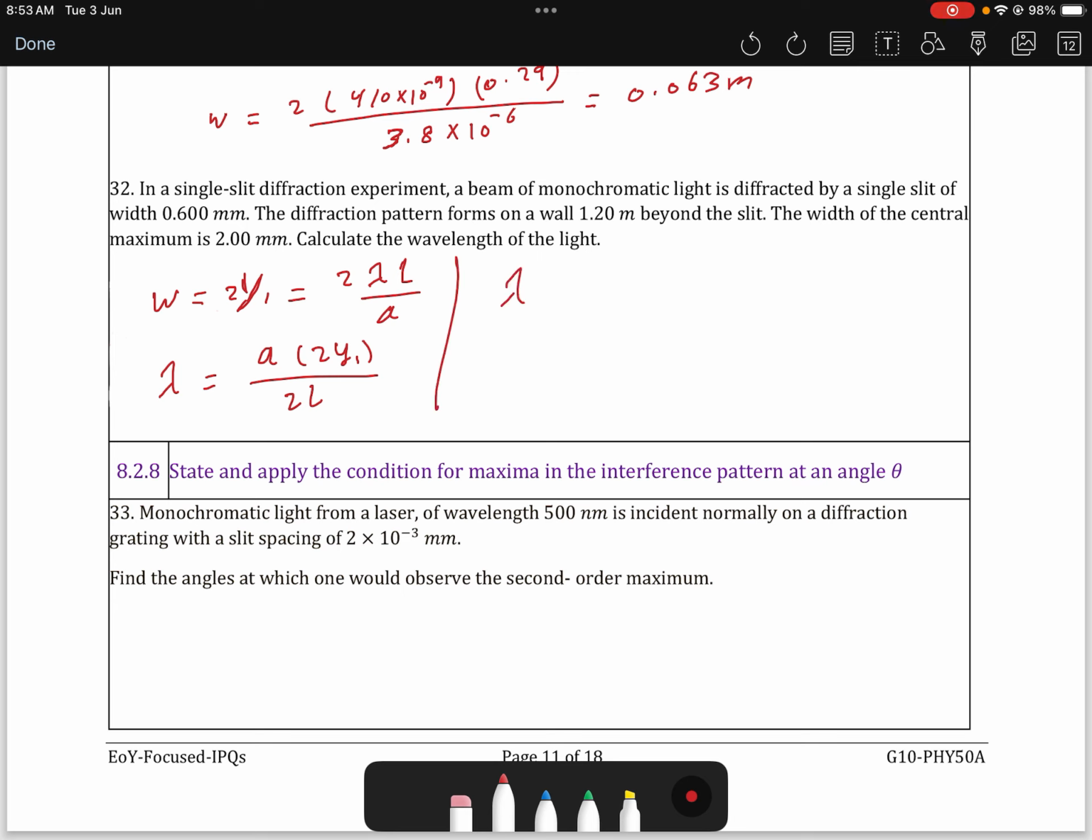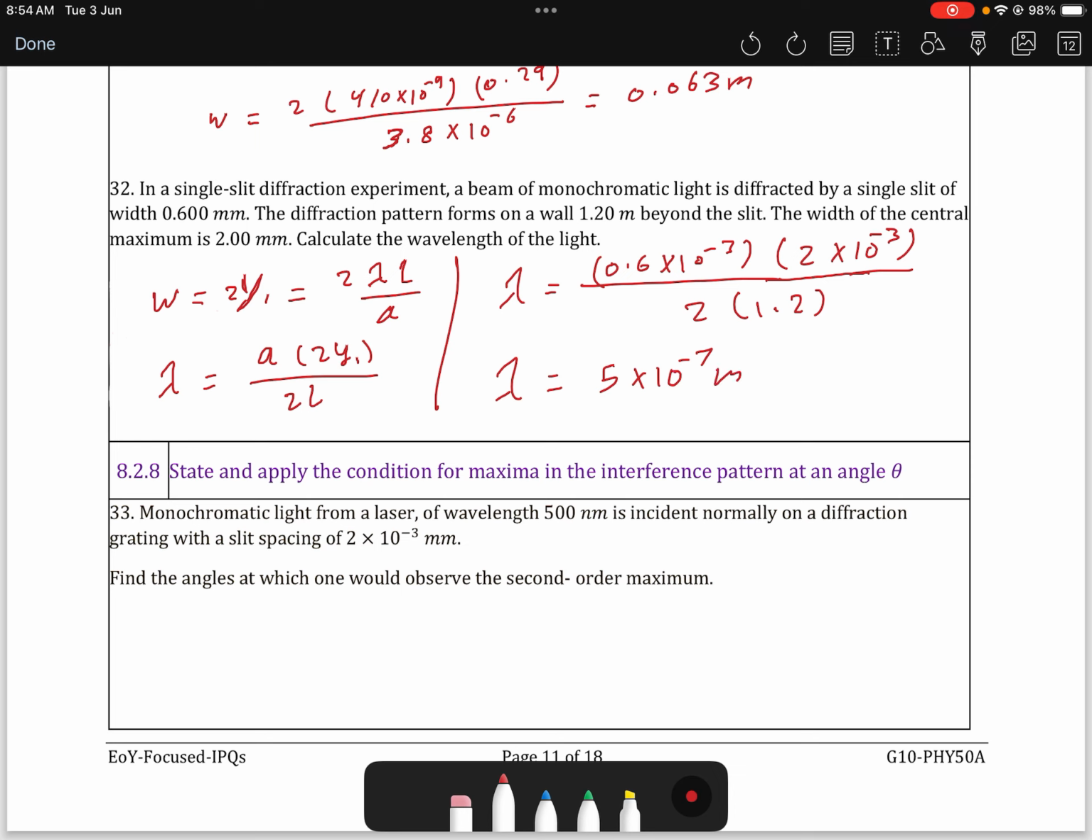Now substitute. Lambda equals a, which is 0.6 times 10 to the power negative 3, times 2y1. 2y1 together is 2 times 10 to the power negative 3 meter, over 2 times L. L is 1.2 meter also. Using the calculator, lambda equals 5 times 10 to the power negative 7 meter. That's it. Next question.